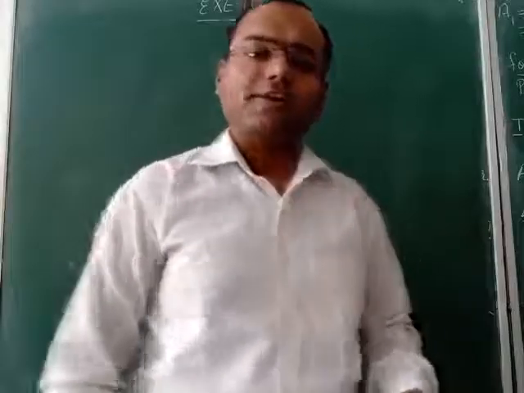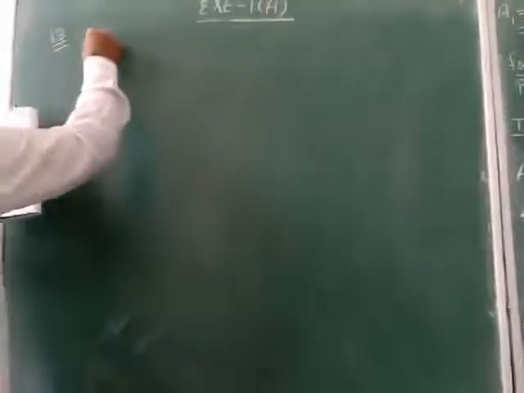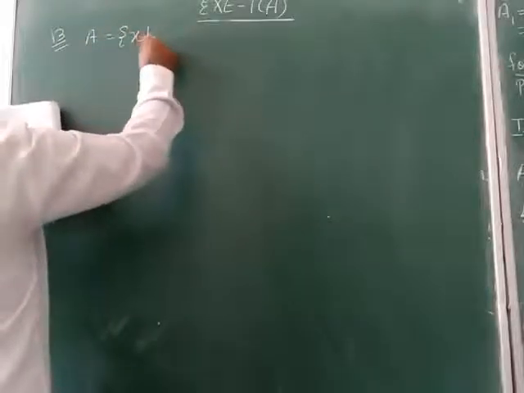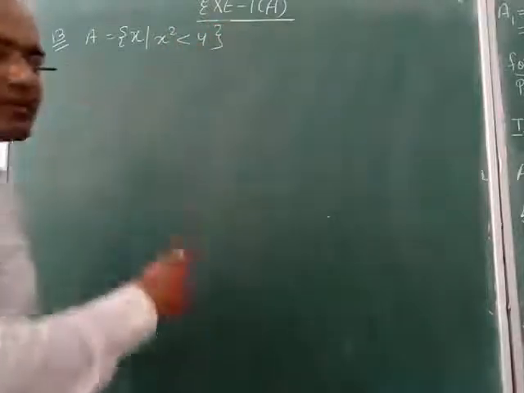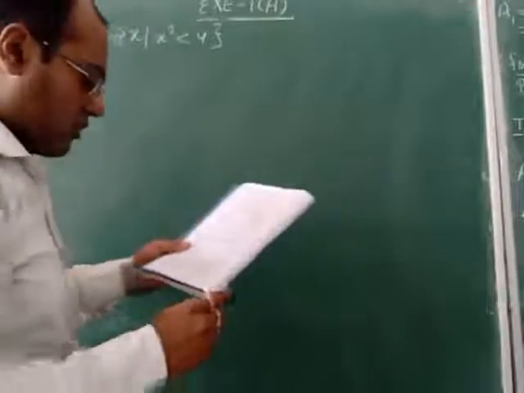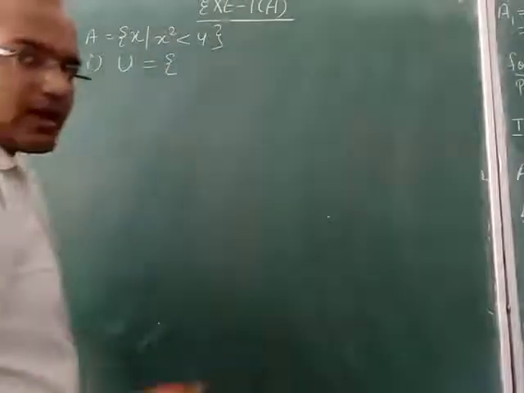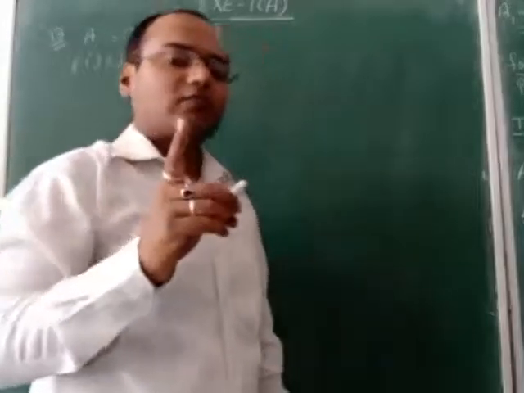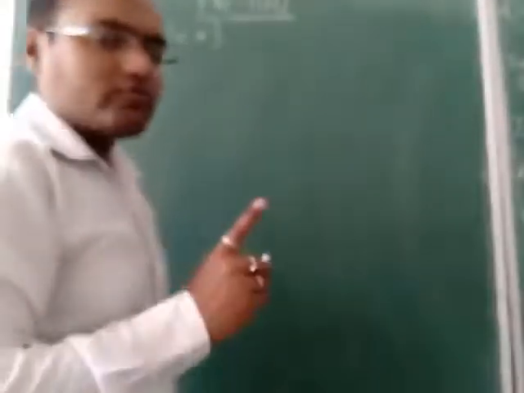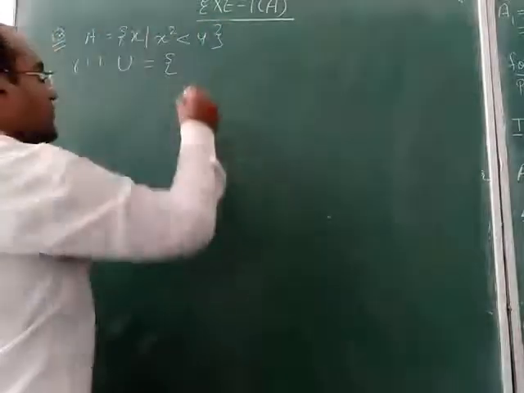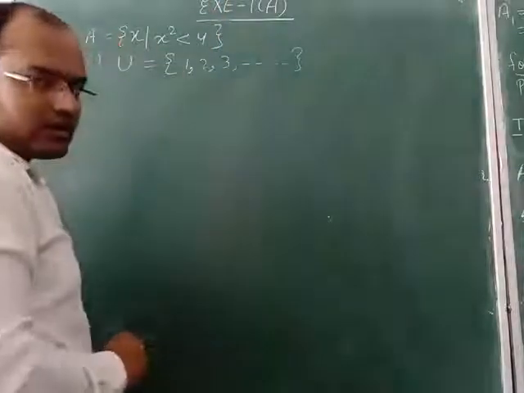Now all of us see question number 13. Set A is given x such that x square is less than 4. Then we have to write this set in the roster method, and in the first part it is given universal set U is natural number N, and in the heading of the question it is given universal set. So universal set we are representing with U, and the U we have to take natural number. Natural number means 1, 2, 3 and so on. So on means like these answers will come up.